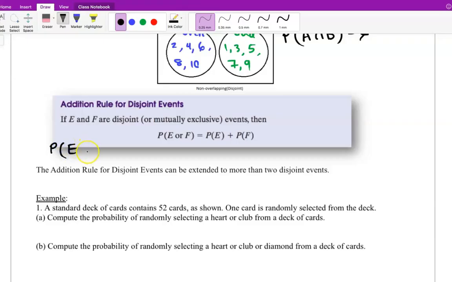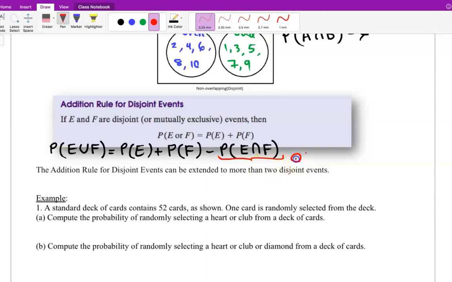Probability of E union F. So when we have OR, that means we have union in between. And that is equal to probability of E plus probability of F minus probability of E intersection F. In this case, since we have disjoint events, this one is the empty set. That's why we have nothing on this part.